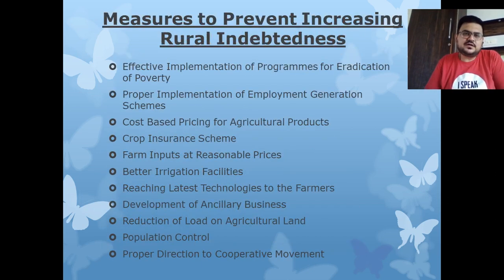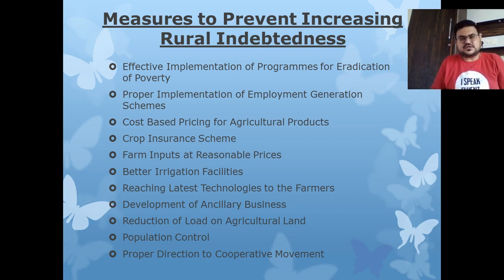Now, how to prevent the increasing rural indebtedness? How to avoid this debt situation or a debt trap? So we need to effectively implement programs for eradication of poverty. The Indian government has certain programs with the help of which they can eradicate poverty. So these programs have to be implemented effectively. Then proper implementation of employment generation schemes. We have to improve employment generation in the country, and the government must use those schemes effectively and implement employment generation.